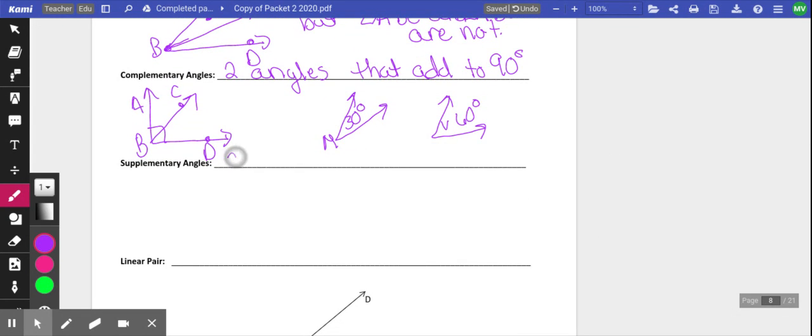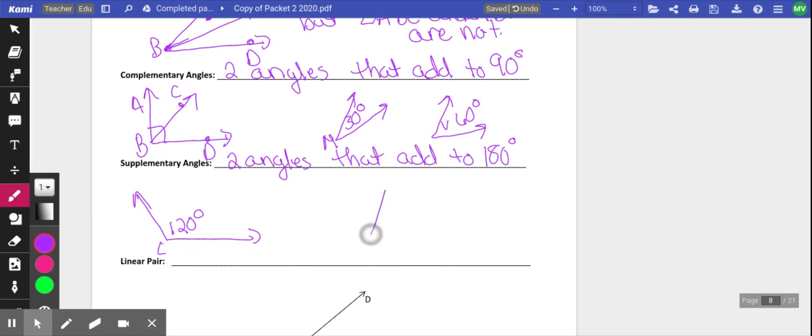Supplementary angles are two angles that add to 180. And again, these can be next to each other or they can be apart. So I can say L, which is 120, and M, which is 60. And these two are supplementary.